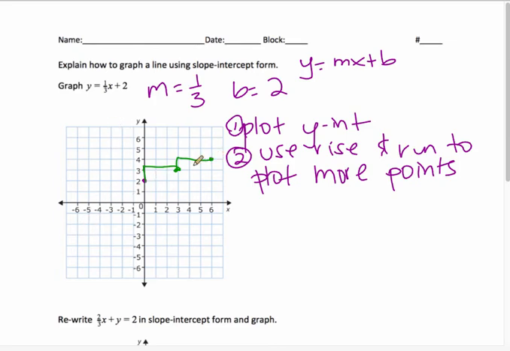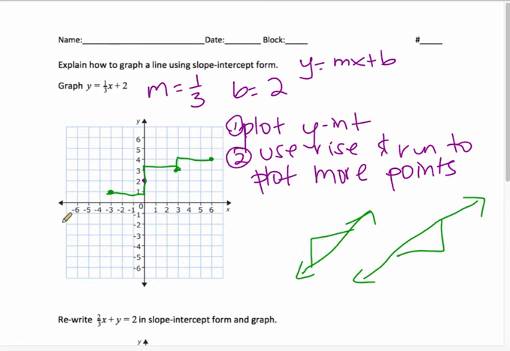But that doesn't mean I can't go this way. Okay, this is a positive slope, so it should be going up from left to right. Well, I could also go down 1 and left 3. That is the same as going up and right. Down and left is also a positive slope, just like up and right. So it doesn't matter. You just have to make sure that when you connect the points, it's actually going to be a positive slope. So I can't go up and left, or down and right. That would be a negative slope.